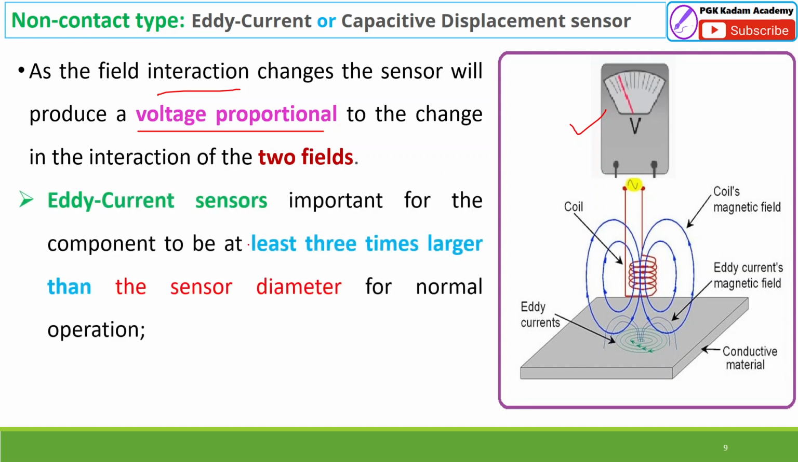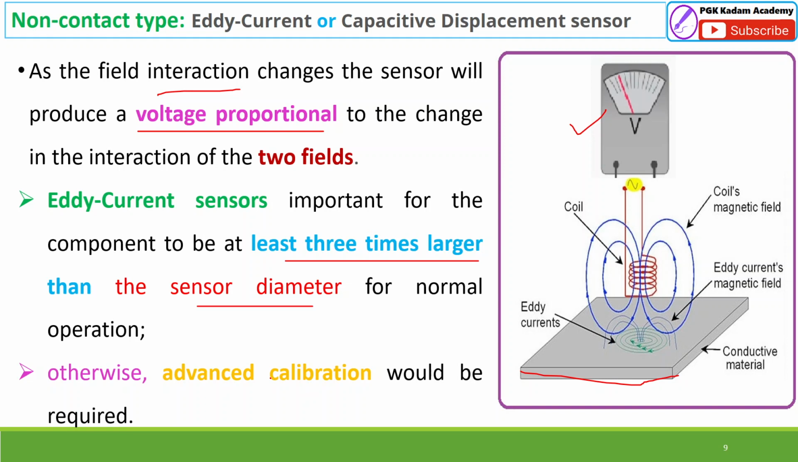For the eddy current sensor, it is important that the component be at least 3 times larger than the sensor diameter, which is the red part. The component must be 3 times larger than the sensor, otherwise we have to use advanced calibration.